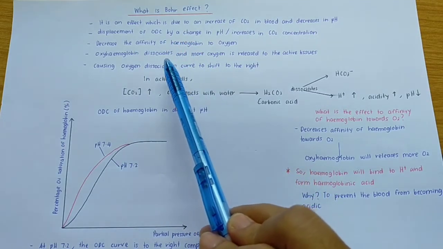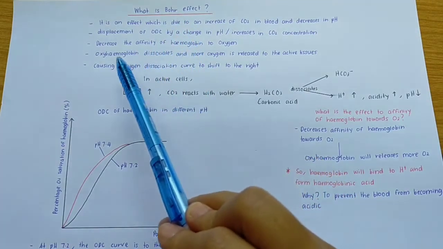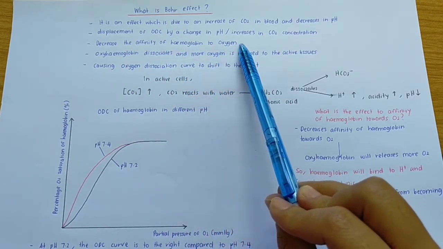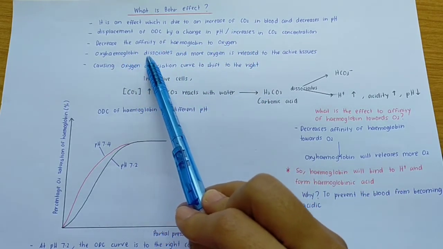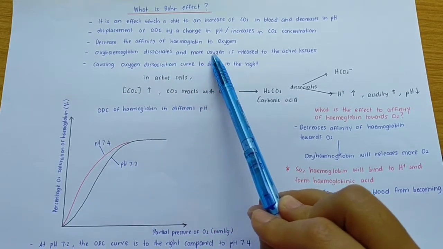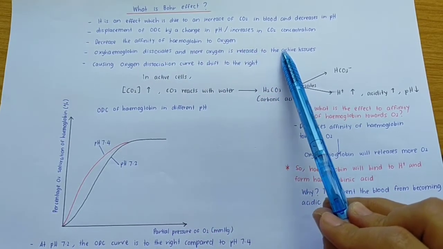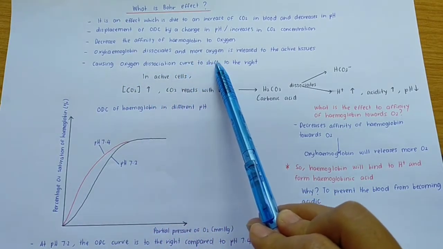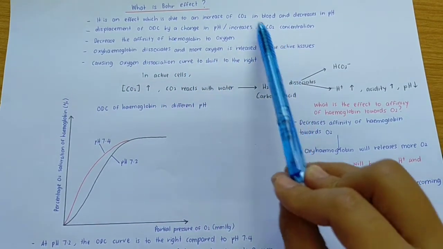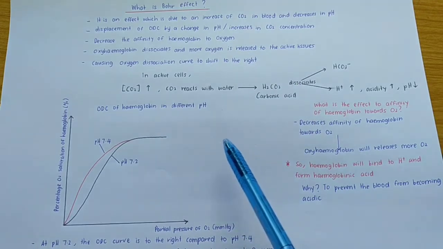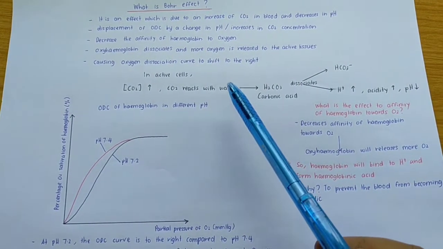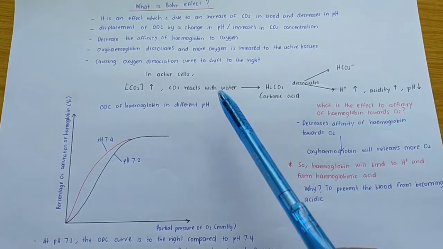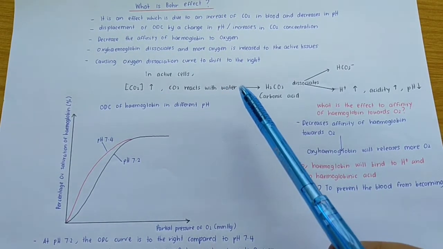Okay, so what happens once Bohr effect occurs? It will decrease the affinity of hemoglobin to oxygen. So what happens? Oxyhemoglobin dissociates and more oxygen is released to the active tissue. Then it will cause the oxygen dissociation curve to shift to the right. Okay, nanti kita akan tengok apa maksud dia. So apa yang awak kena take note di sini, Bohr effect will occur when there is an increase of carbon dioxide and also a decrease in pH.